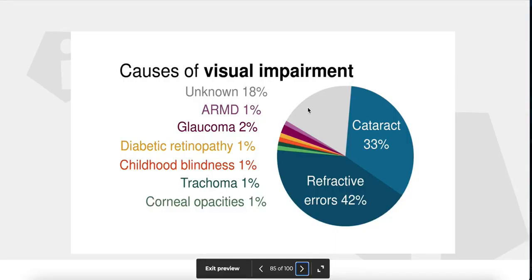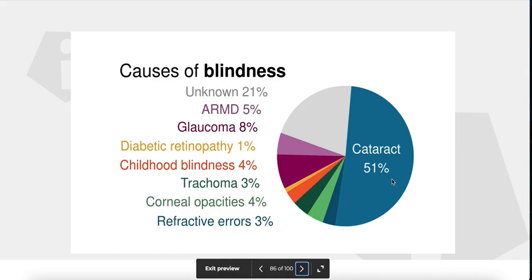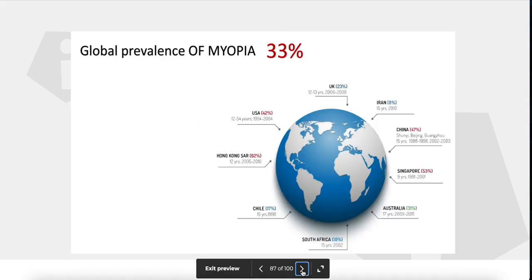So these questions used to appear in the public health section of the clinical ICO. And so let me tell you about the causes of visual impairment. The commonest cause of visual impairment is uncorrected refractive error, followed by cataract. But for causes of blindness worldwide, the most common cause of blindness will be cataract. The prevalence of myopia is about 33% worldwide, making it the most common ocular problem worldwide, and also the most common refractive error.